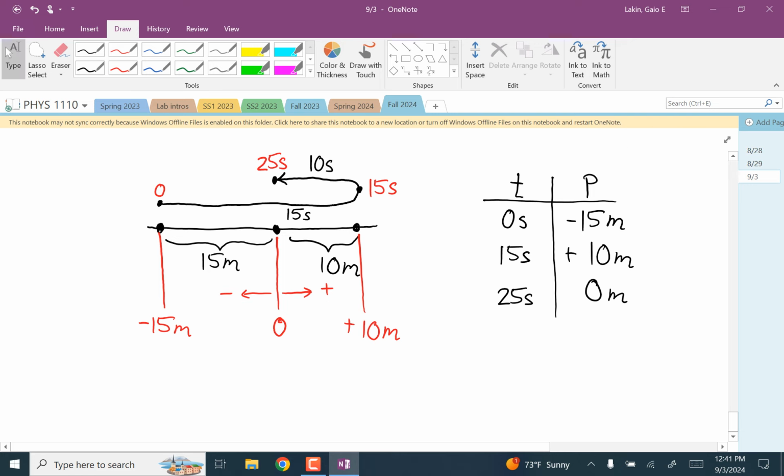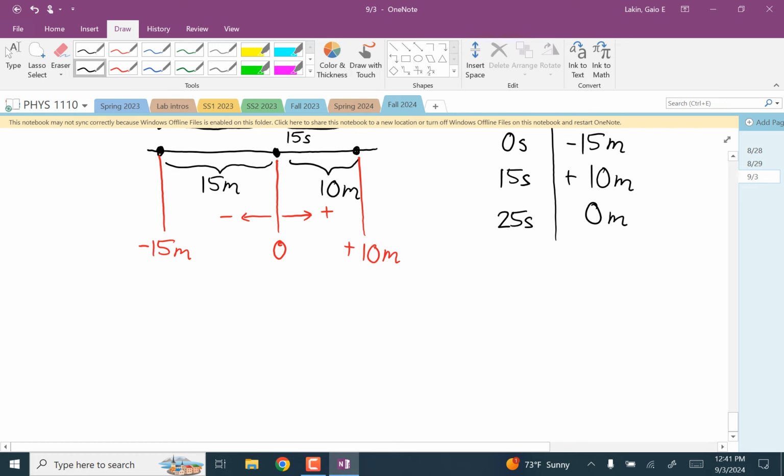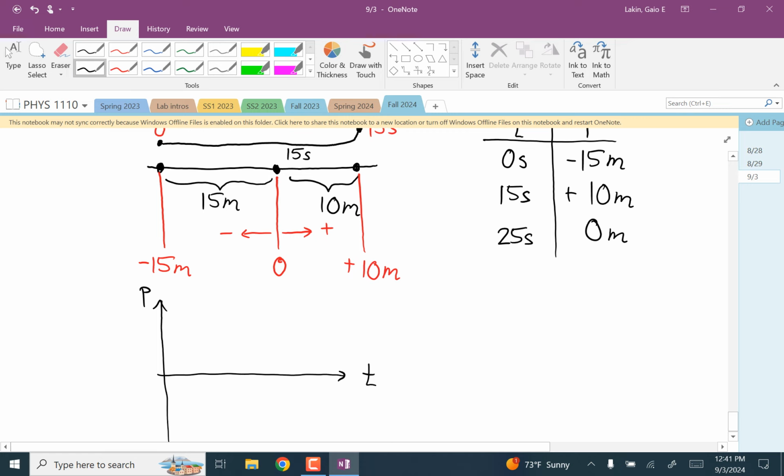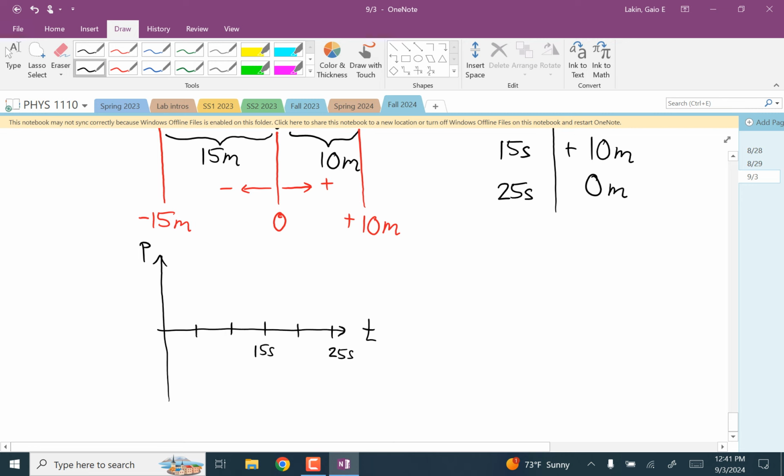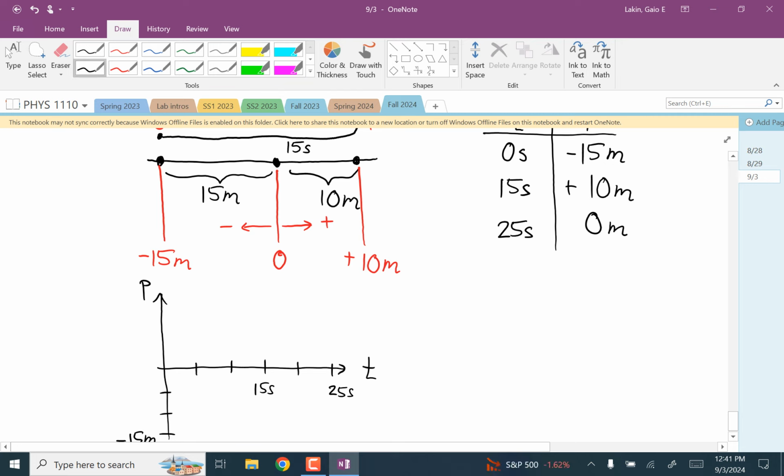And now all we're doing is plotting those points on a position versus time graph. Position always goes on the vertical axis. Time always goes on the horizontal. The times we care about are 5, 10, 15, 20, 25 seconds. And the positions we care about are negative 15 meters and positive 10 meters.